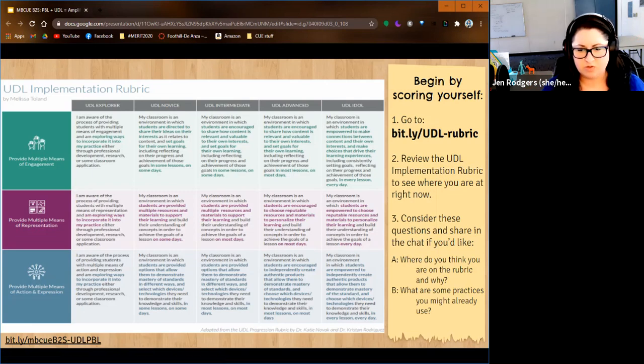And Rob put the direct link to the rubric in the chat. So if you want to just click it there, you can. So let's take 4 minutes or so to scan through this and respond in the chat. And I'll stop talking so you can read.